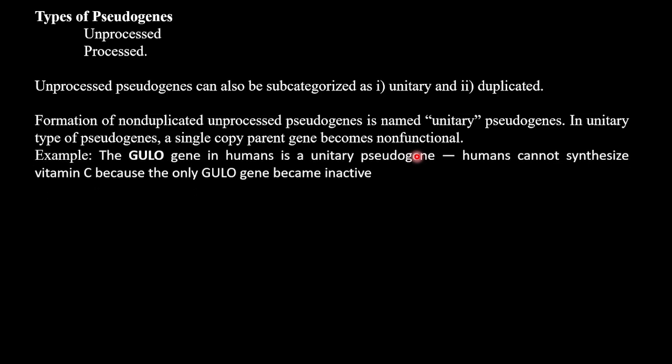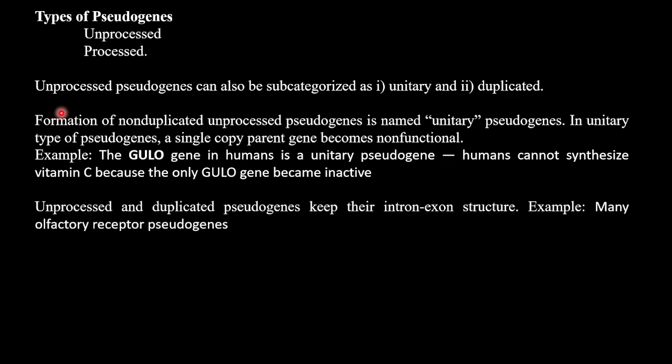A very good example of this is the gulo gene in humans, which is a unitary pseudogene, and that is the reason humans cannot synthesize vitamin C, because the only gulo gene that is present in human beings has become inactive. And because this gene has become inactive, it is known as a pseudogene. Now coming to the second one, which is duplicated, meaning the gene is duplicated and then becomes non-functional. Unprocessed duplicated pseudogenes keep their intron exon structure, for example, many olfactory receptor pseudogenes.